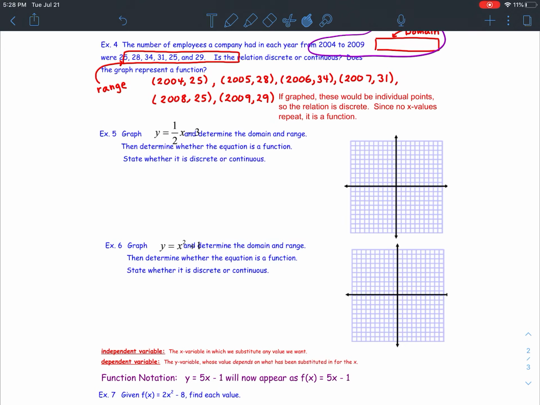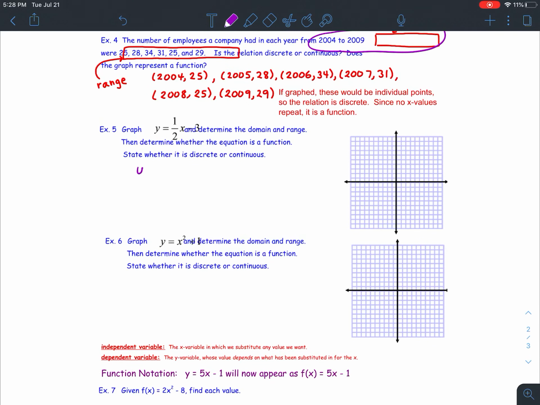and then determine whether it is a function, and then whether it's discrete or continuous. And I'm just going to recopy down the equation here since it's kind of over top of those words a little bit. Okay, so when you graph lines, if you recall from Algebra 1, slope-intercept form is y equals mx plus b. Our y-intercept would be the -3. That's where we would want to start.